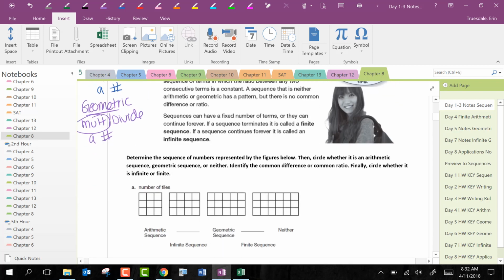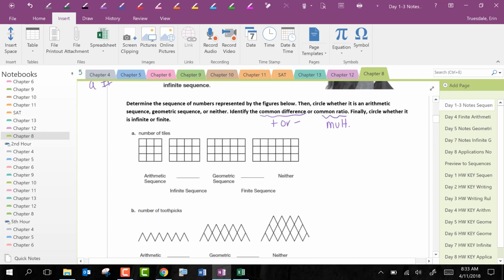Okay, so here it says determine the sequence of numbers or pictures, whether it's arithmetic or geometric or neither, and then identify what's either being added, which is what we call the common difference. So this is what's being added or subtracted, or the common ratio, what's being multiplied. Finally, circle whether it's infinite or finite. Let's look at this first picture. They want you to figure out based on the number of tiles.